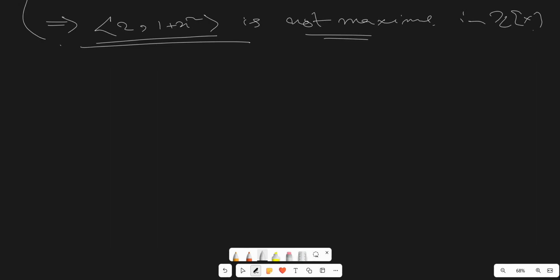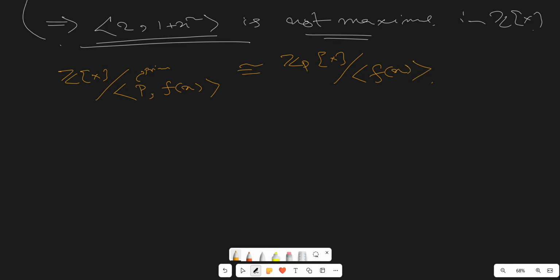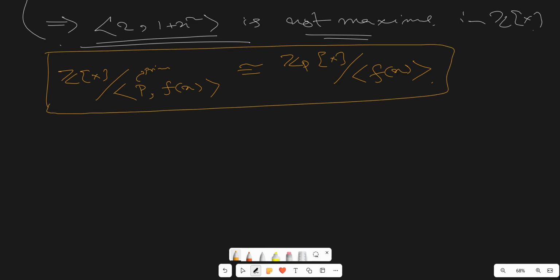Now I am giving you a general statement. What is the general statement? Z[x] by the ideal generated by p and a function f(x). If p is a prime, this is always isomorphic to Zp[x] by the ideal generated by f(x). The similar proof works here. Whatever I have proved for the 1 plus x square, the similar proof will work here. So in any ideal generated by 2 elements where p is a prime and f(x) is a polynomial, this Z[x] quotiented by this ideal is always isomorphic to Zp[x] quotiented by f(x), right?